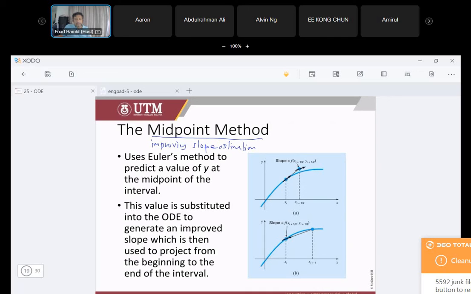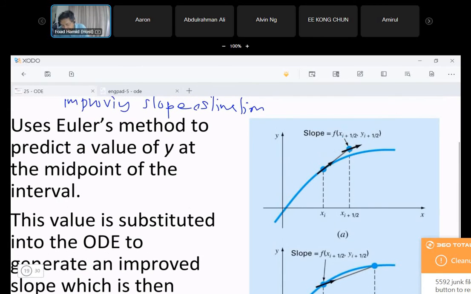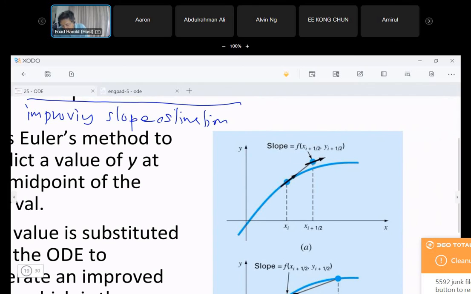Okay, so the midpoint method is basically taking the slope at the midpoint. For example, we know that this is our xi. And this should be our xi plus 1, right? So if you recall, Euler's method will take the slope up to this point here, right?